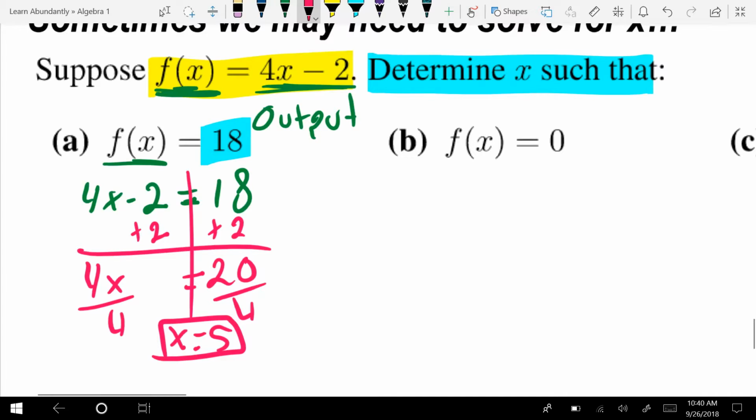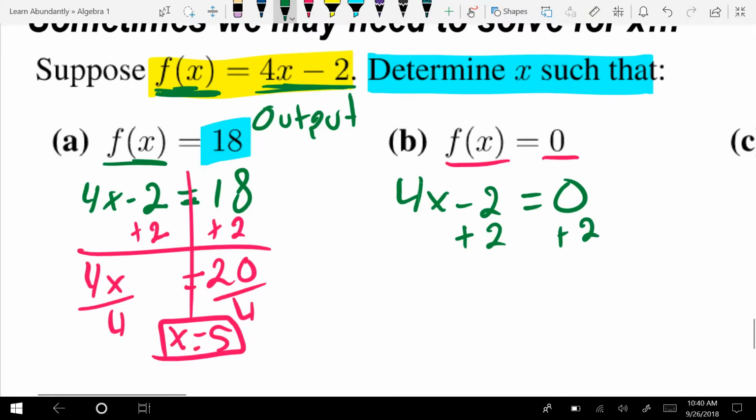Okay, so we can do that again. This time we have f of x equal to 0. So again, I'm going to swap out the f of x for 4x minus 2. It's still equal to 0. I'm going to solve that by adding 2. Add 2.